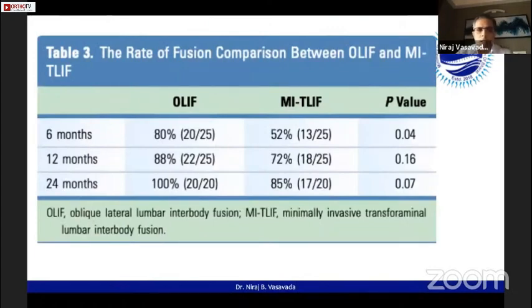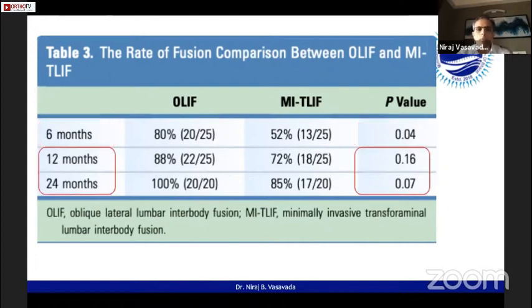Now, this is another very significant slide, the fusion rate between OLIF and MI-TLIF. If you compare at 6 months, 80% of the OLIF group were fused, with a statistical significance of 0.04 p-value, as compared to 52%. This is very significant, because in major deformity surgeries, it is the early fusion that prevents mechanical complications like screw loosening, cage back out, screw pull out. So we desire early fusion in MIS deformity corrections.